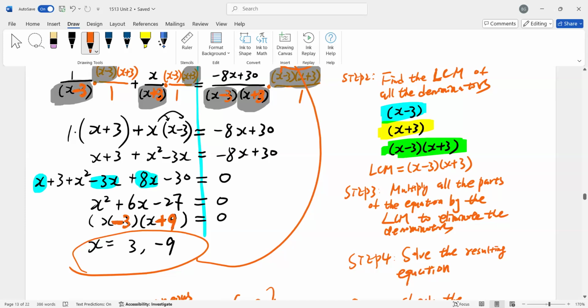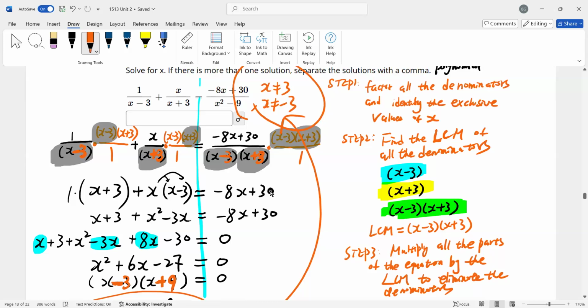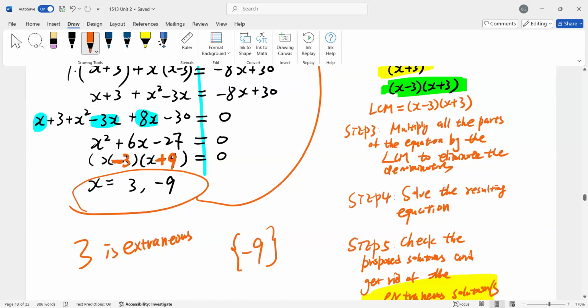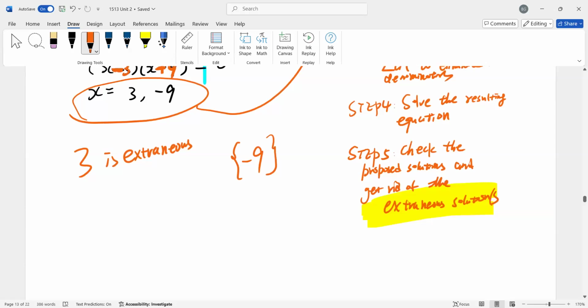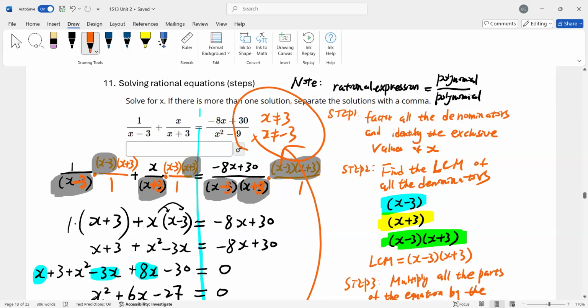Once we have the LCM found, we multiply all the parts by the LCM. The purpose is to eliminate all the denominators. Because x is in the denominator, if we don't get rid of the denominator, it's not possible to eventually isolate x, or solve for x. And step 4 is to solve the resulting equation. That is just a simple quadratic equation. Step 5, very important, is to check the proposed solutions and get rid of the extraneous solutions. So far, so good, everybody?